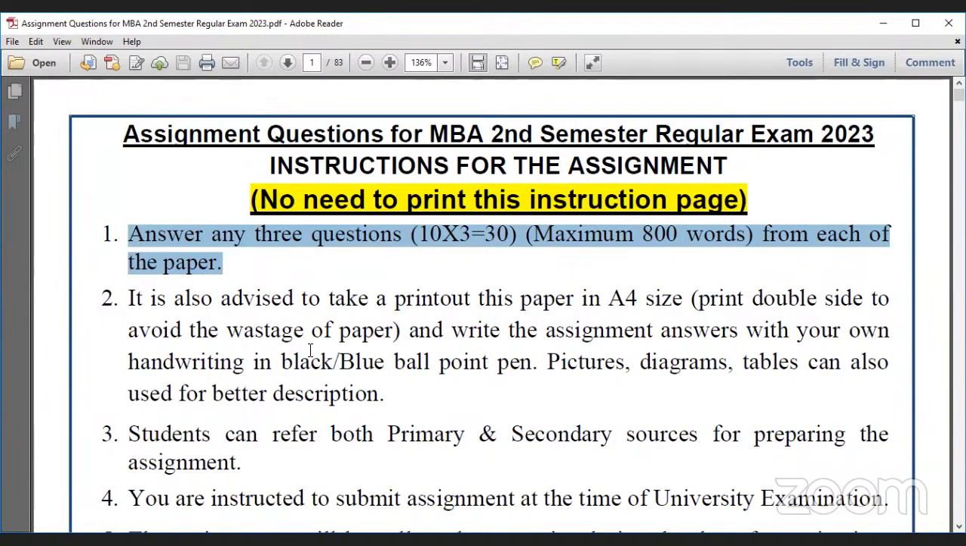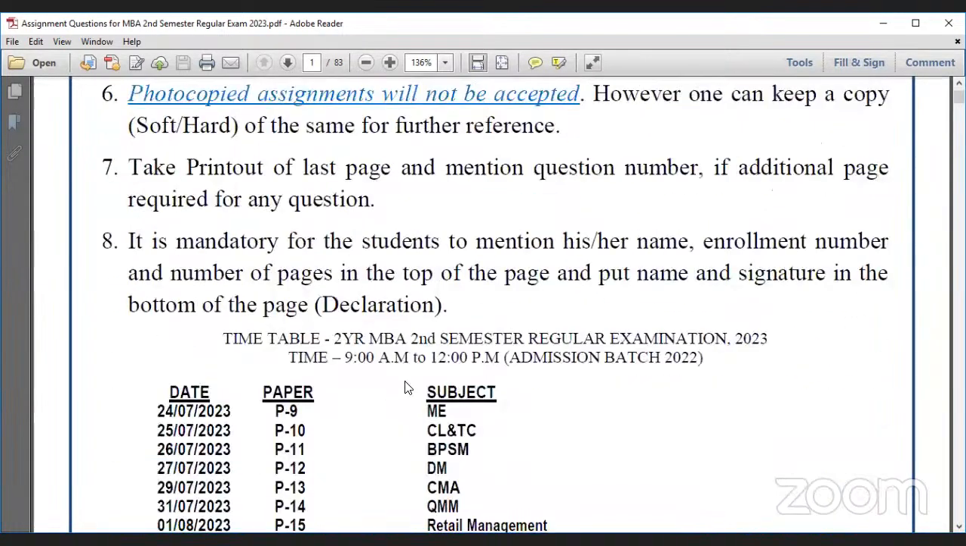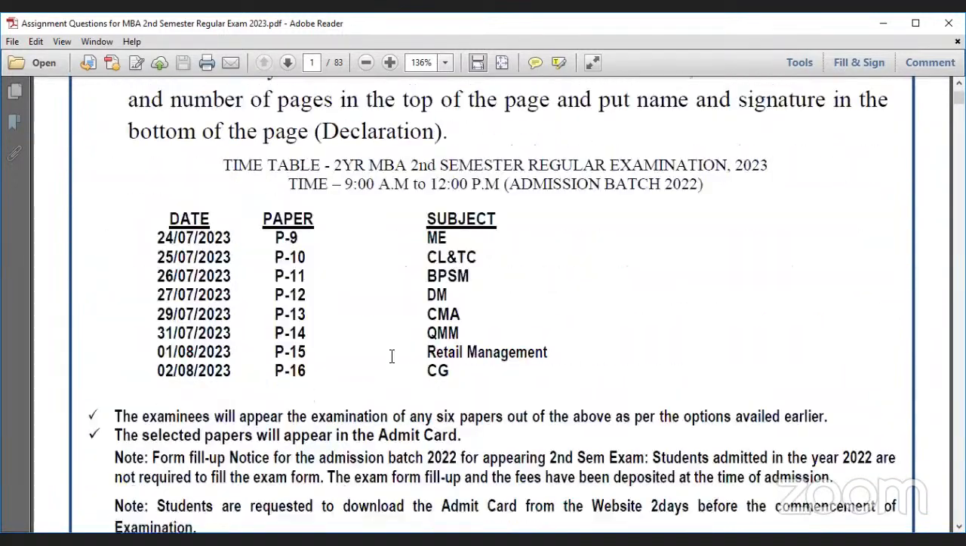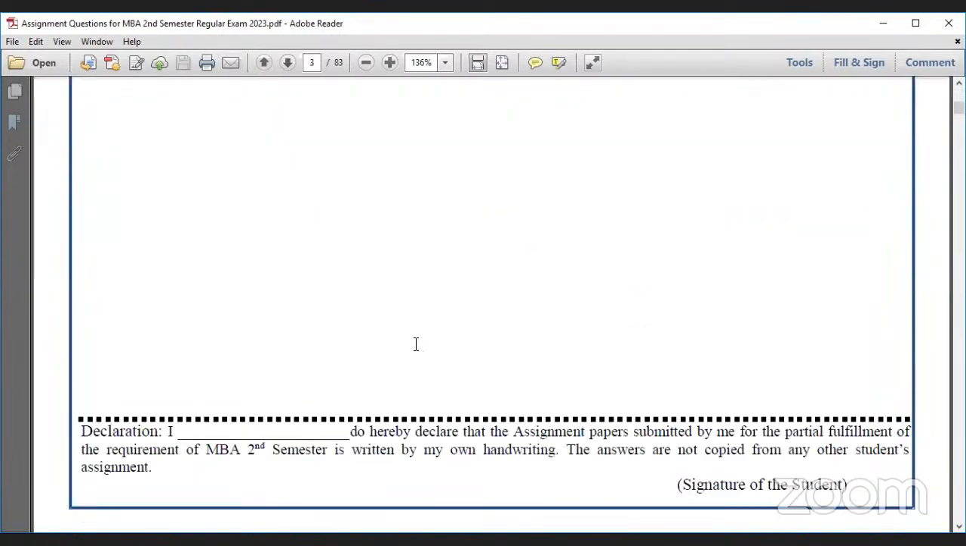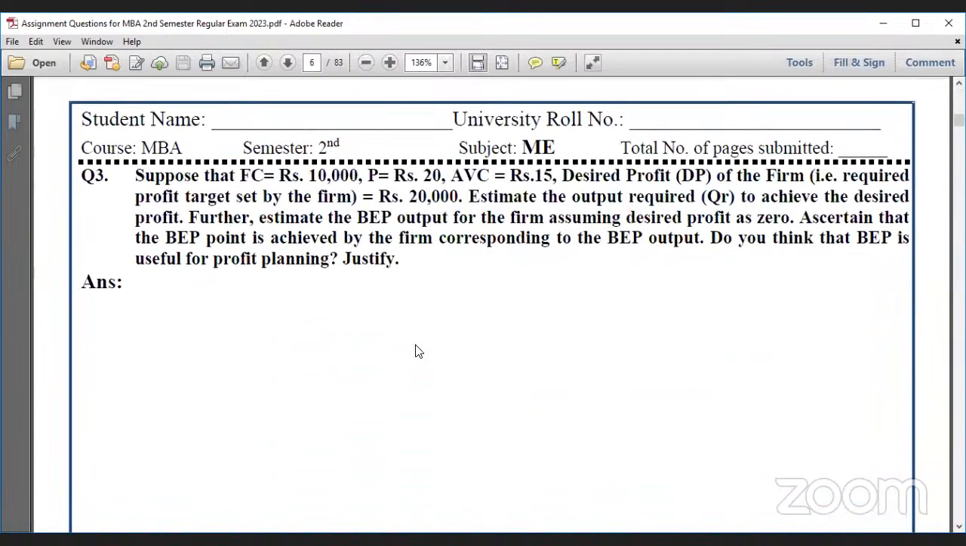It should be submitted in the exam. So, 3 questions, and many questions are there. Only 5 questions have been given. Out of 5, we have to write 3 questions only.